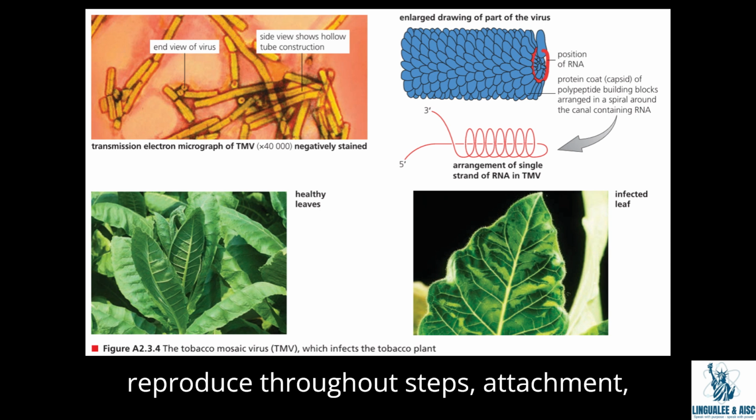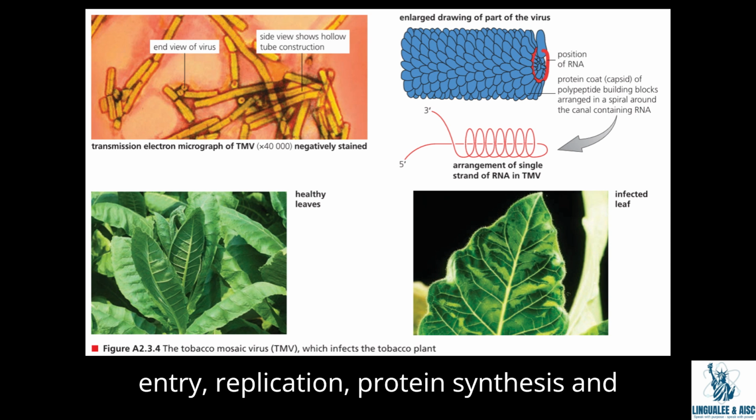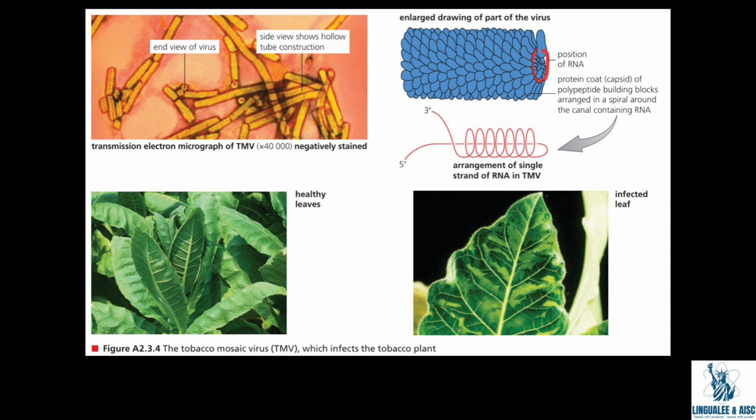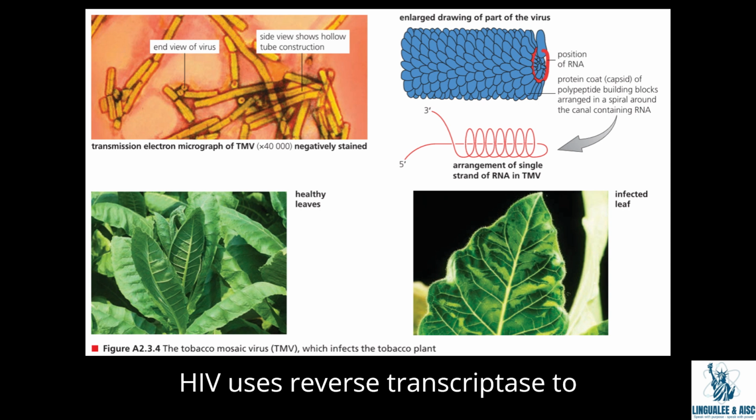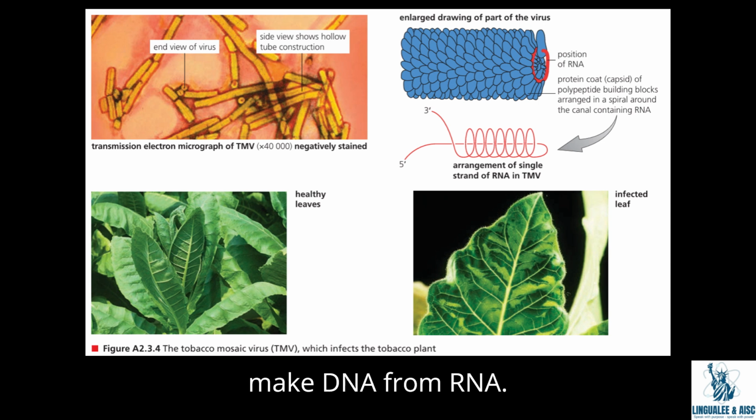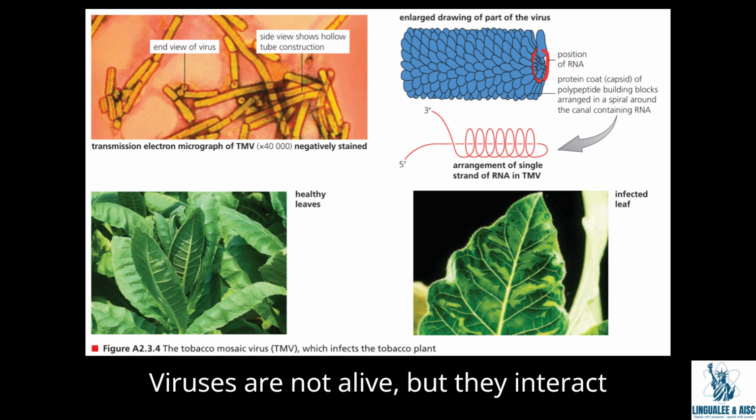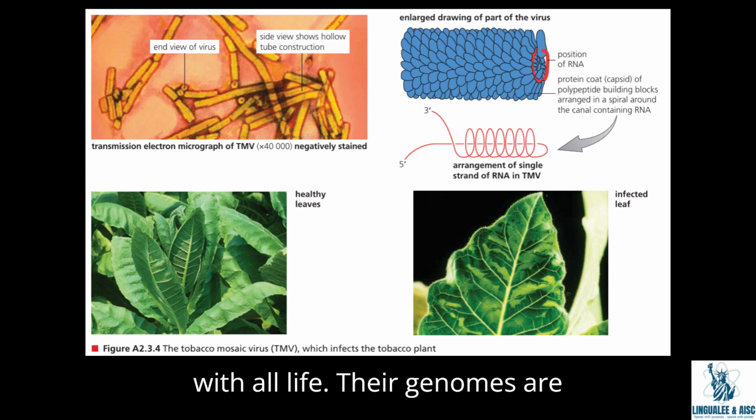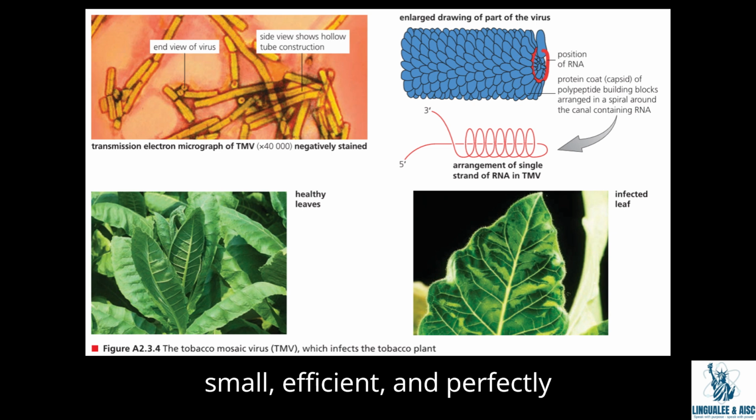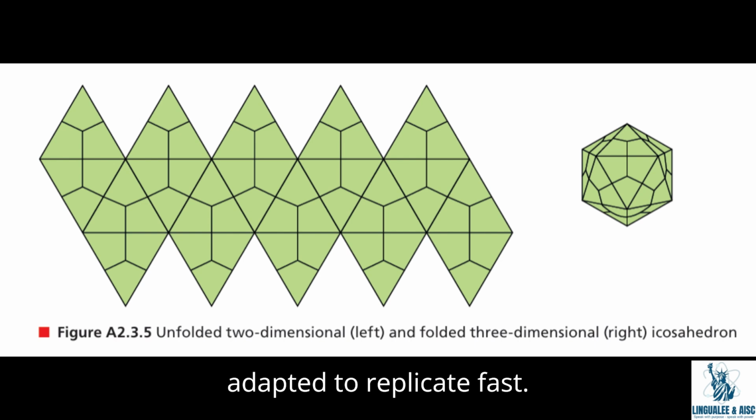Viruses reproduce through steps: attachment, entry, replication, protein synthesis, and release. Some follow a lytic cycle, others a lysogenic one. HIV uses reverse transcriptase to make DNA from RNA. Coronaviruses existed before COVID-19. SARS-CoV-2 was identified in 2019. Viruses are not alive, but they interact with all life. Their genomes are small, efficient, and perfectly adapted to replicate fast.